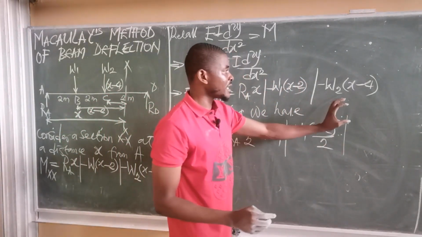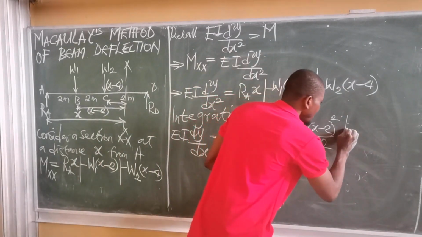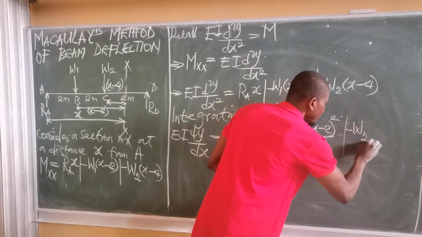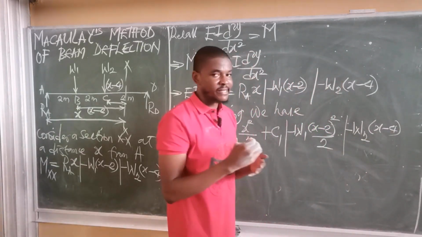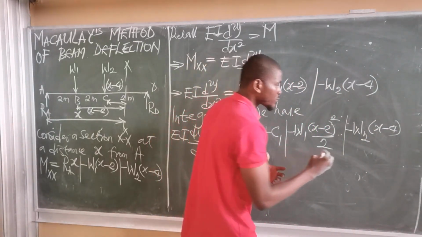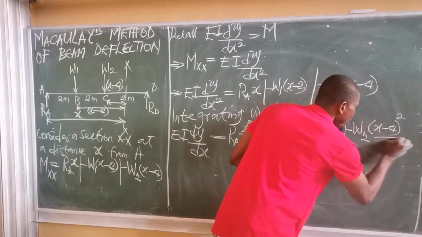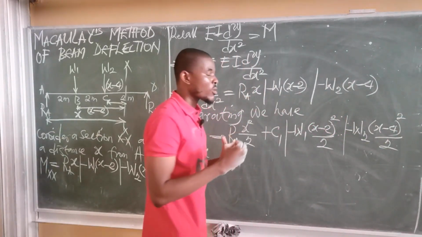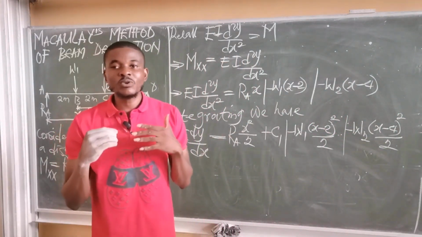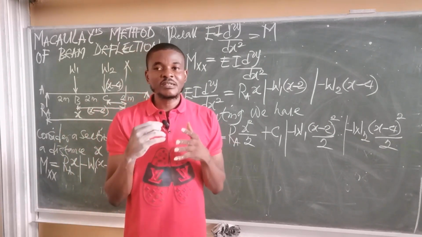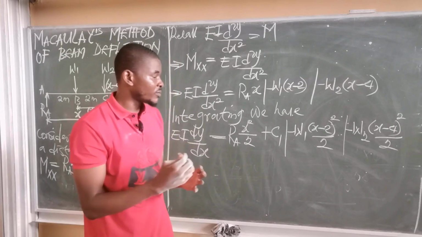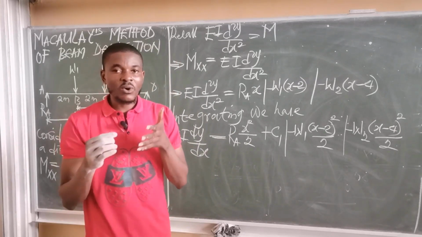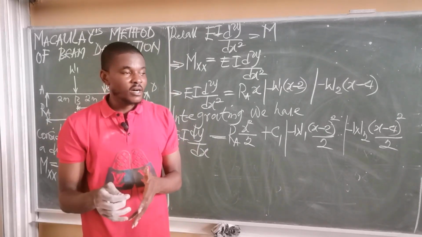Same thing applies here. Integrating this now, I simply have minus w2 into x minus 4. Integrate this also as a single function. It becomes x minus 4 all squared all over 2. That is according to Macaulay. So if you're integrating what is in the Macaulay's bracket, you integrate it as a single function, the same way you're going to integrate a single variable function. That's how you integrate all the brackets in the Macaulay's bracket.